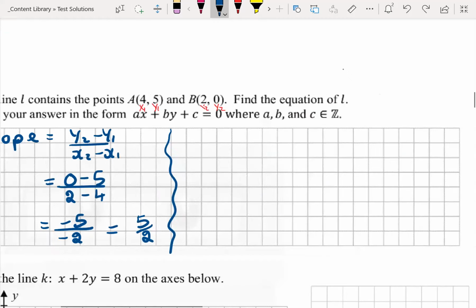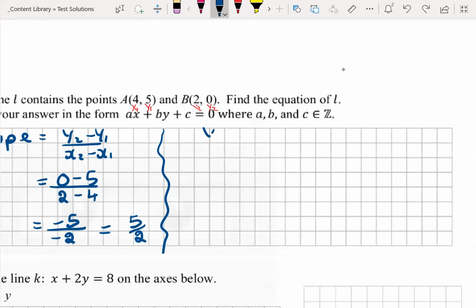So let's now get the equation. We'll use the equation formula that I gave you on the board. So y minus y1 is 5. I have it already labeled. M is the slope, which we just found to be 5 over 2. X minus x1, which is 4.